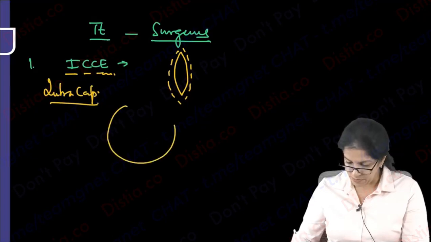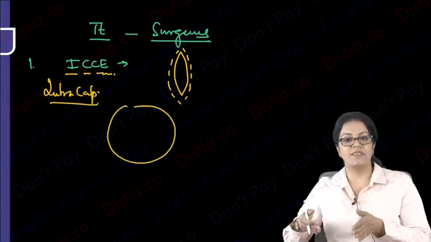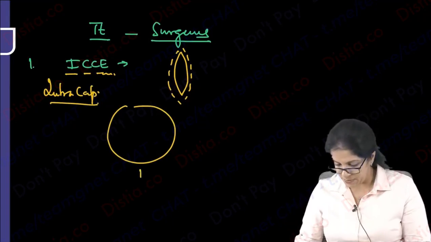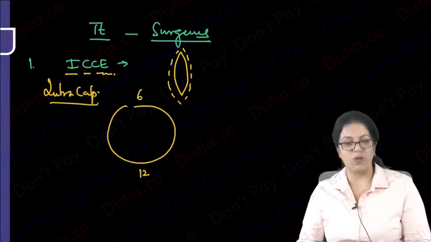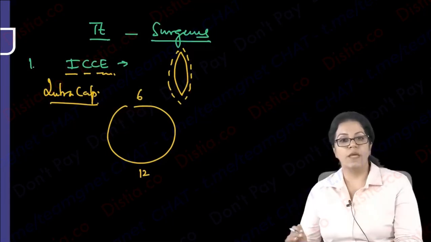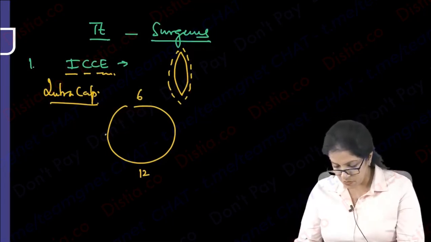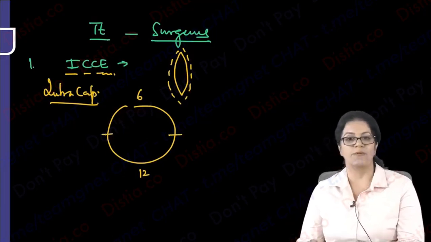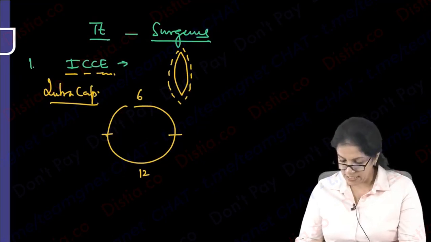Suppose this is a dilated pupil. We all know we sit at the head end of the patient to operate. This becomes the 12 o'clock position and this is your 6 o'clock. 12 o'clock is where we are sitting. So what we do is you open this, make a full thickness cut from 3 to 9 o'clock, at the limbus.